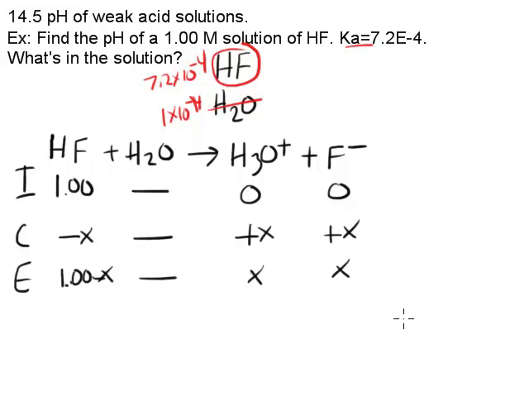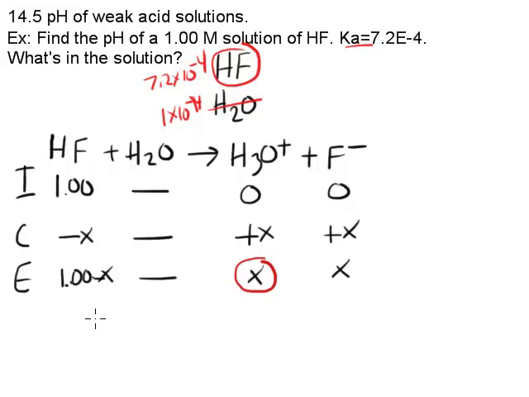And you'll notice that what we're trying to find in this problem is H3O plus concentration. It's just X. So if we find X, then we take the negative log of that, and we have our pH. So go ahead and pause the recording and solve for X and solve for the pH.